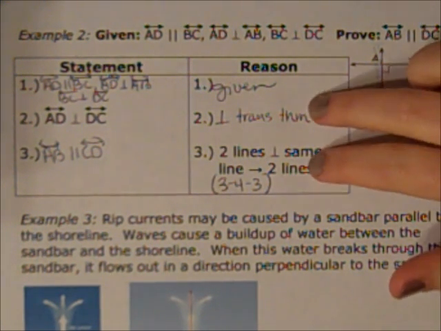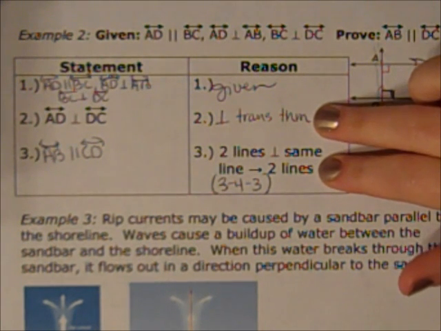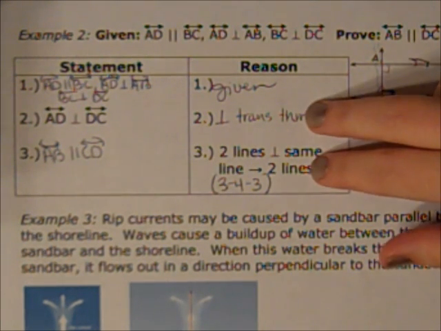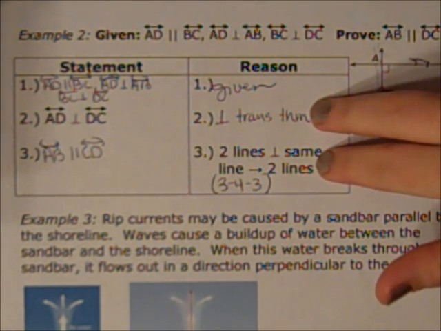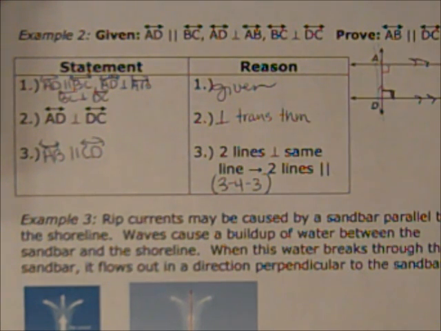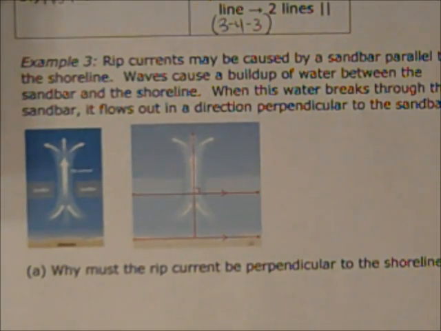And there is no substitute for knowing these 2 theorems forward and backward. If I don't know what these 2 theorems say, I have no clue how to do this proof. Okay, so you've got to know your theorems from this chapter very, very well to be successful here. Okay, last example here, not a proof.